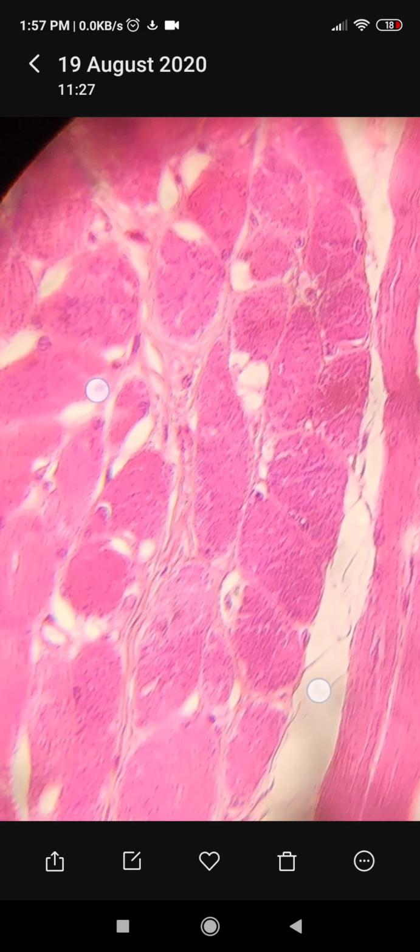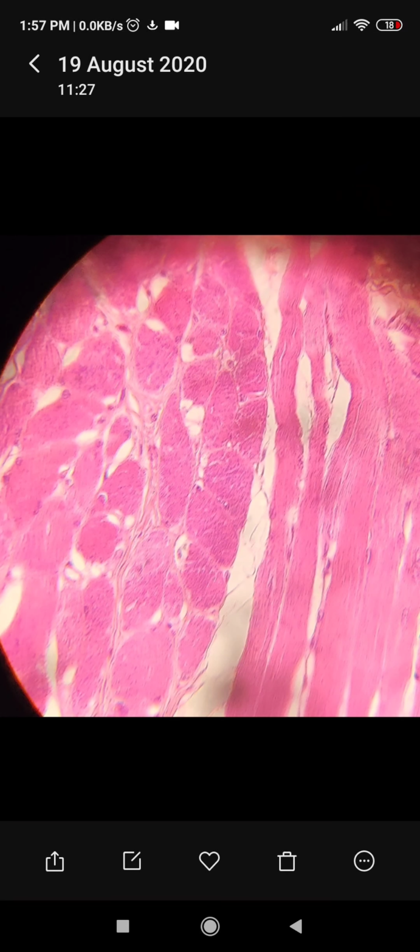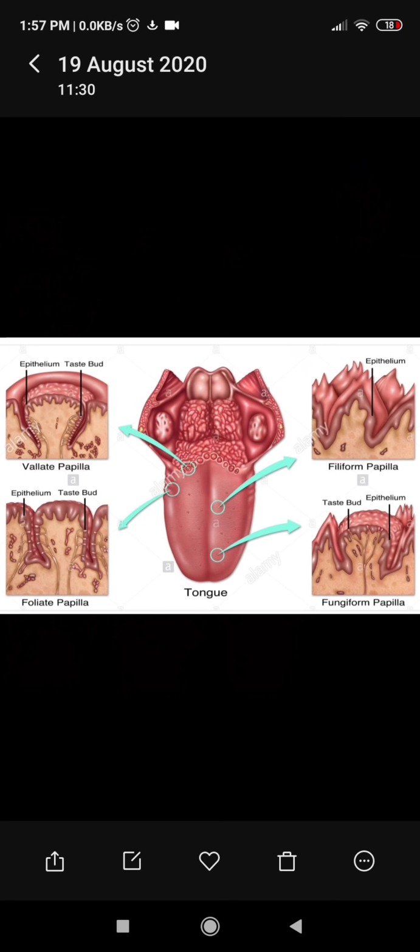So this is the core of the tongue, consisting of skeletal muscle fibers running in various directions, and in between lies the connective tissue. Okay, now as I have told you, the dorsal surface of the tongue consists of papillas. There are 4 types of papillas present on the dorsal surface of the tongue.